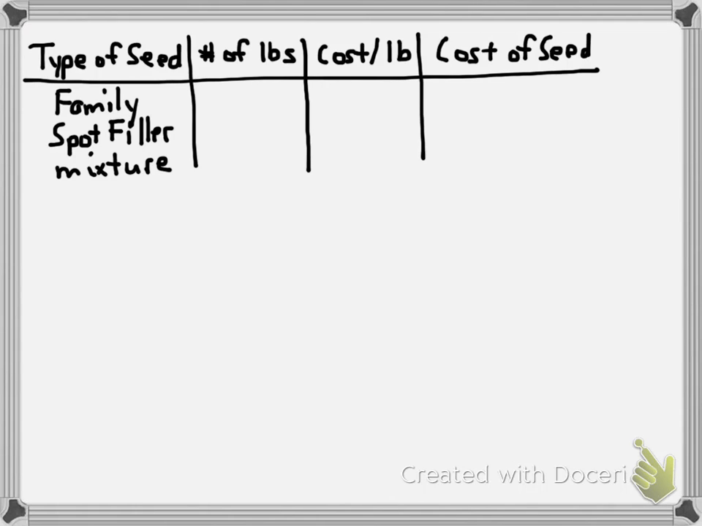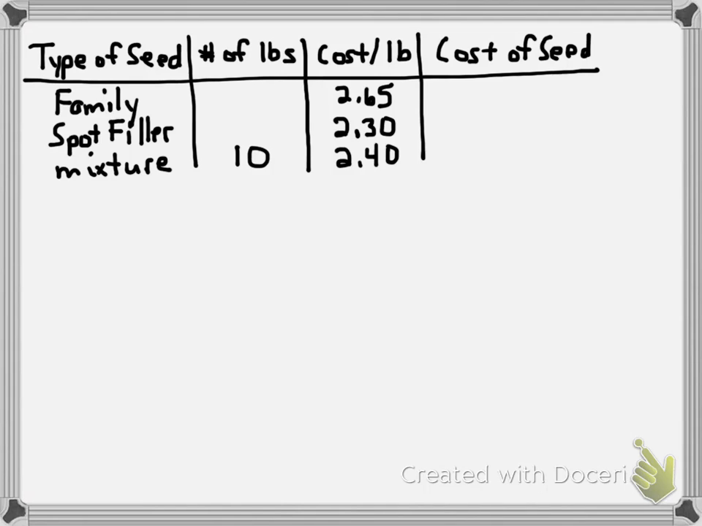Reading through the problem again, we can see that the family grass seed sells for $2.65 per pound. So under cost, we'll put $2.65 for family, and then $2.30 per pound for the spot filler. How many pounds of each should be mixed to get a 10-pound mixture that sells for $2.40 per pound? So the mixture costs $2.40 per pound, and we also know that we have 10 pounds of the mixture.